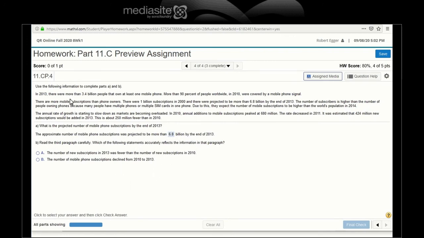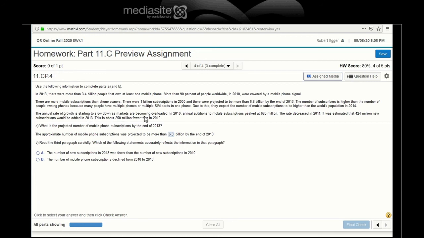Okay, read the third paragraph. That's not a paragraph, so that'd be 1, 2, 3. Which of the following statements accurately reflects the information in that paragraph? The number of new subscriptions in 2013 was fewer than the number of new subscriptions in 2010. The number of mobile phone subscriptions declined from 2010 to 2013.